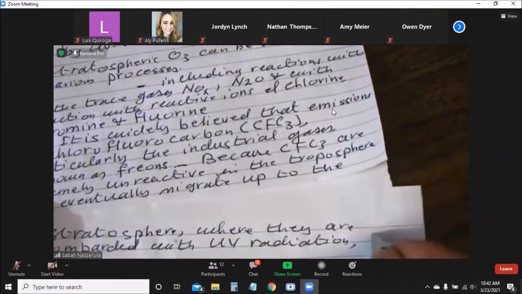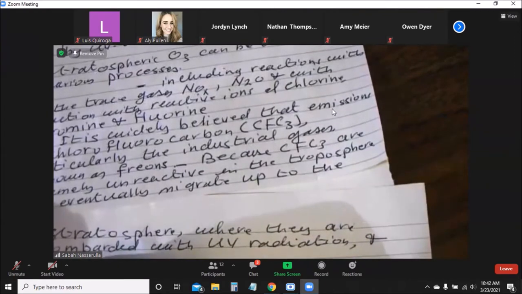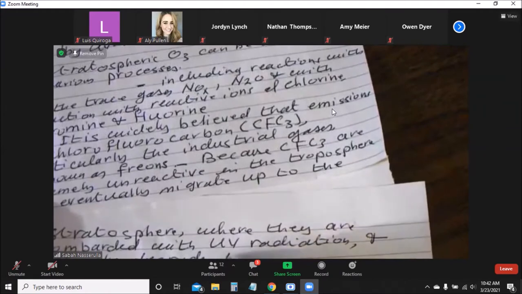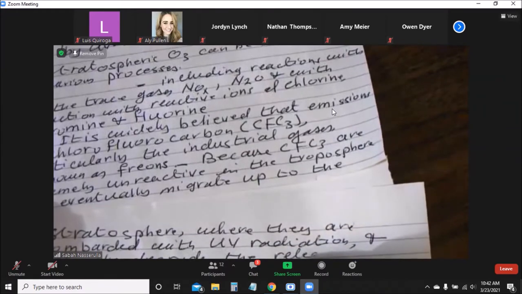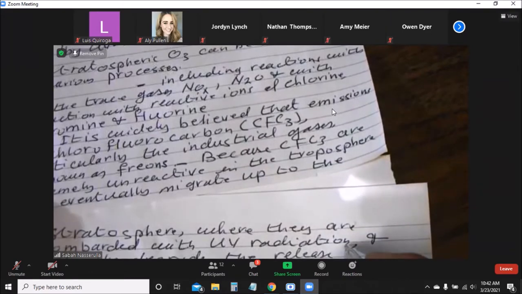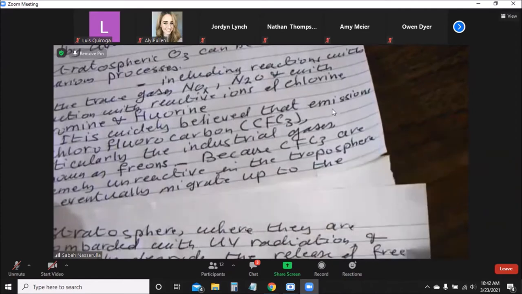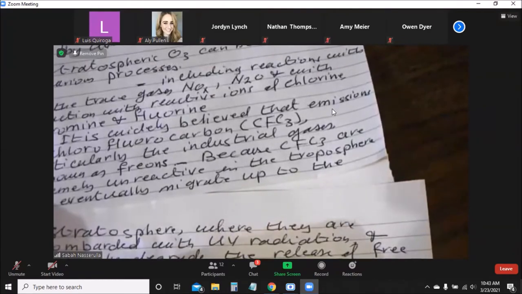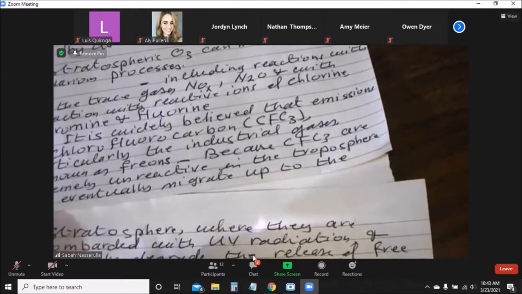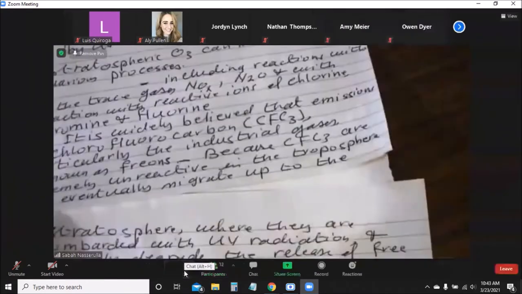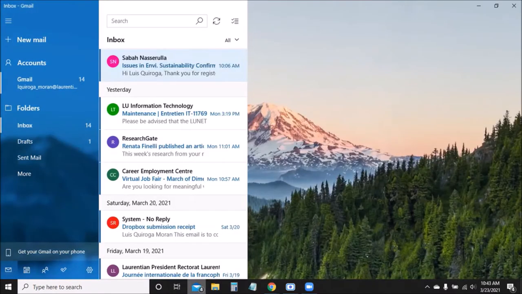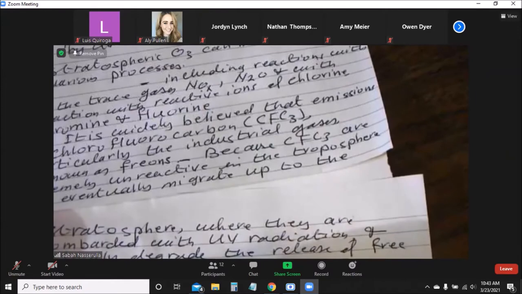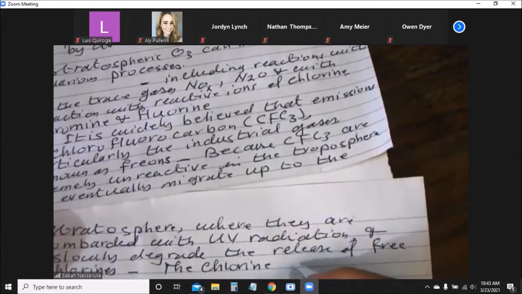And slowly they degrade, with the release of free chlorine. And when that chlorine comes, it is very reactive and destroys the ozone. And to mention this point, the chlorine efficiently destroys it.